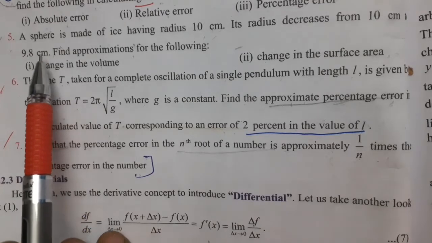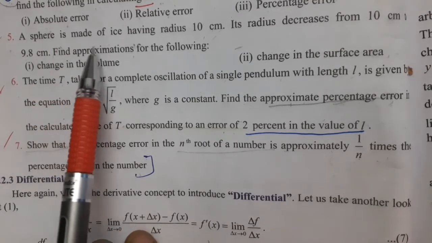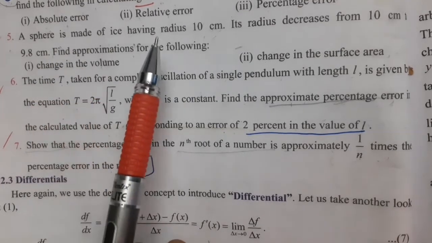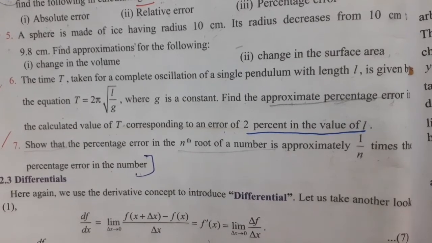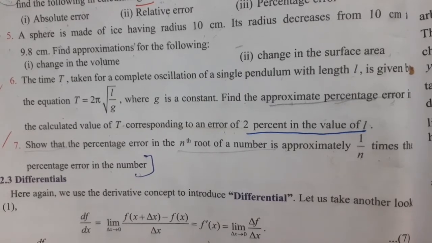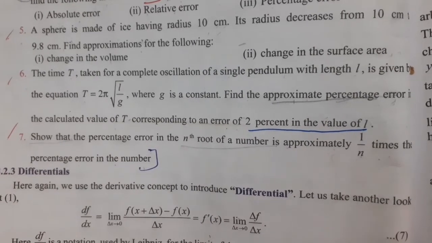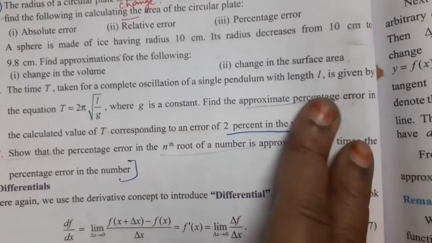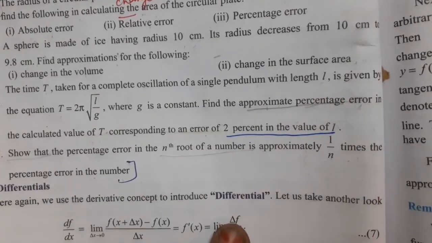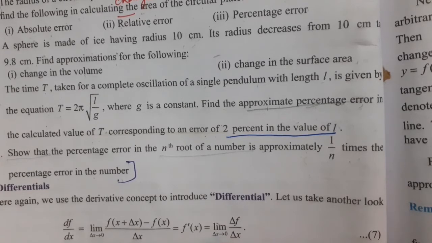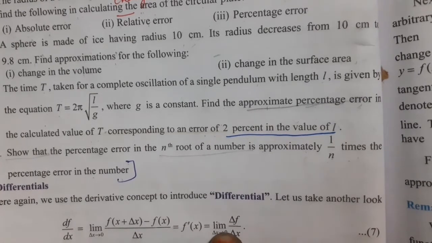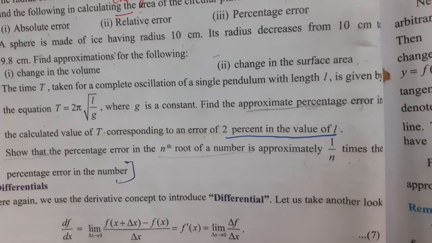A sphere is made of ice, having radius 10 centimeter. A sphere is made of what? Ice. So the sphere of ice has a radius of 10 centimeter. After melting, the sphere decreases, that is, the radius also decreases. The radius decreases from 10 centimeter to 9.8 centimeter.